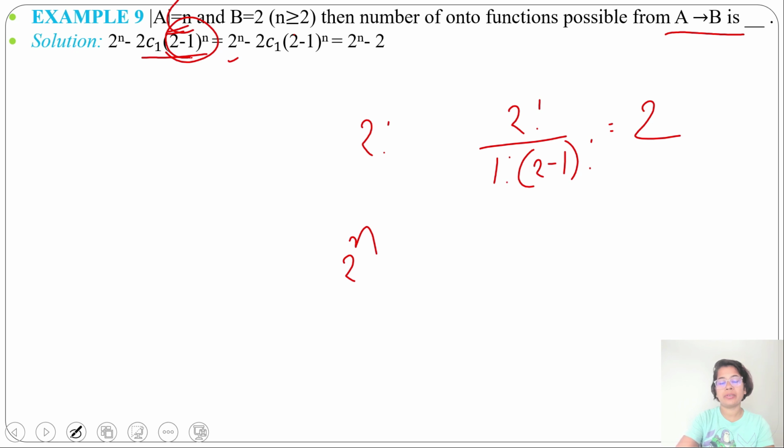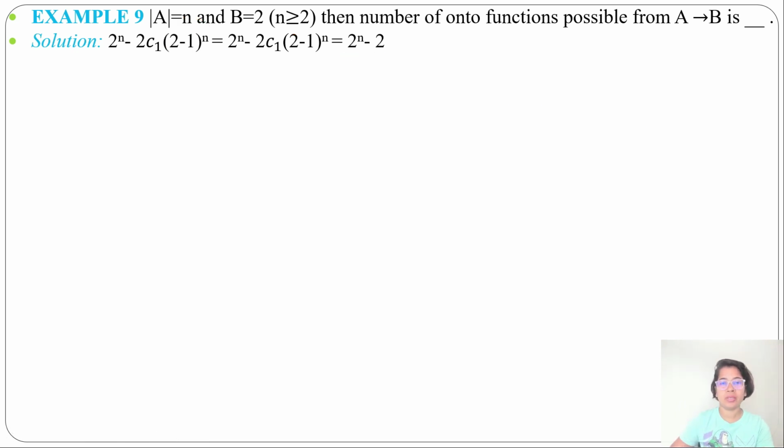1 power n, it will be 1. So 2 power n minus 2. So the number of onto functions possible from set A to set B equals 2 power n minus 2, if the cardinality of A equals n and the cardinality of B equals 2.